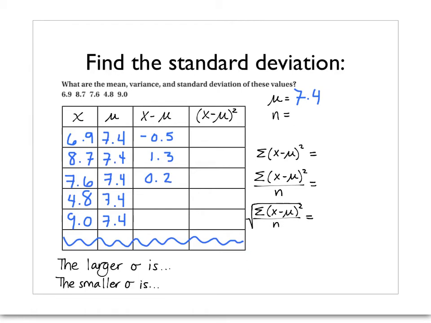4.8 minus 7.4, yes, I'm using a calculator for this one because I didn't want to do the math out. I'm sorry, I know it seems like cheating. And then 9 minus 7.4, totally using the calculator again. Just trying to save time, really, guys.